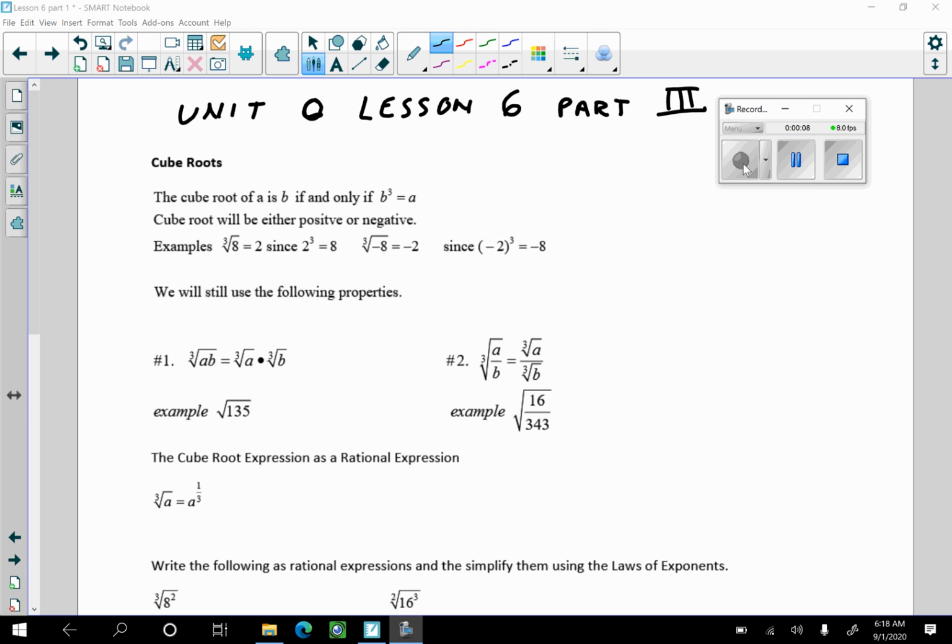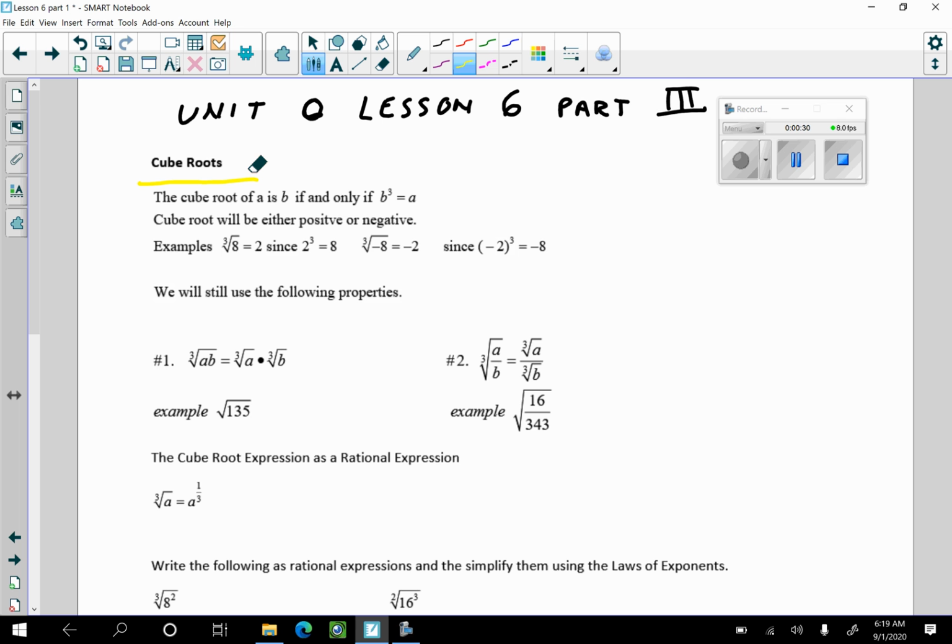Today we're going to hopefully finish Lesson 6, Unit 0, Lesson 6, Part 3. This is an extension, certainly, of Lesson 6, Part 1 and Part 2. So today we're going to primarily focus on, well, one of our topics of discussion will be cube roots.